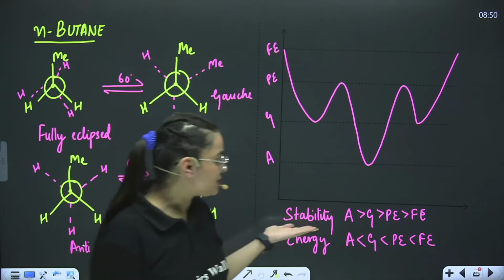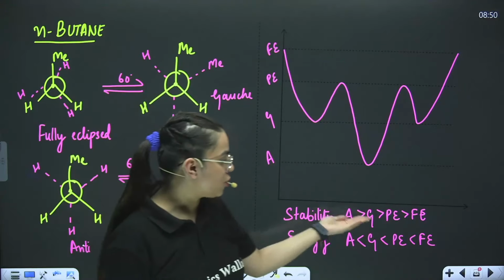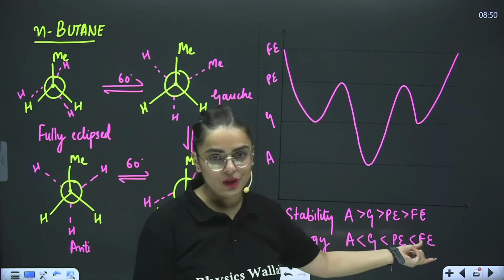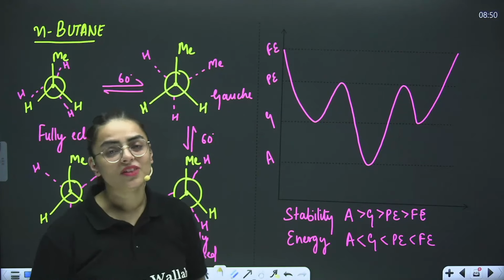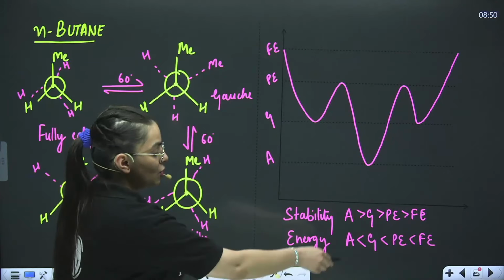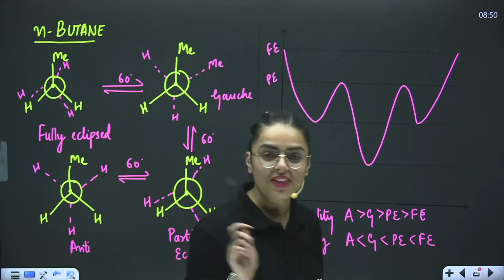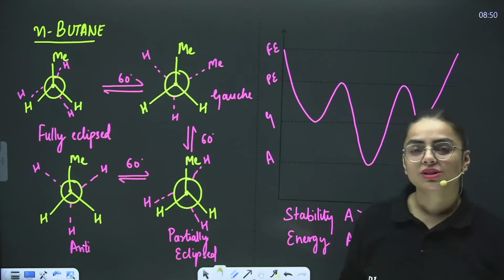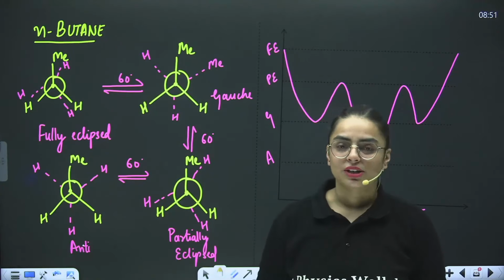This I have written for stability order. Anti will be more stable because it has less energy, then gauche, then partially eclipsed, then fully eclipsed, and the opposite order is of energy. But students, what happens when there is hydrogen bonding? In that case, gauche will become more stable than anti when hydrogen bonding occurs, and that effect is known as the gauche effect.